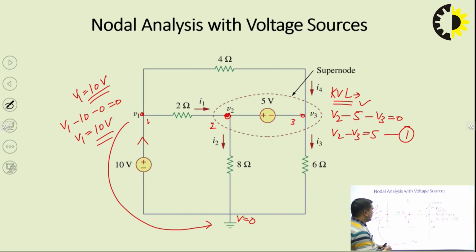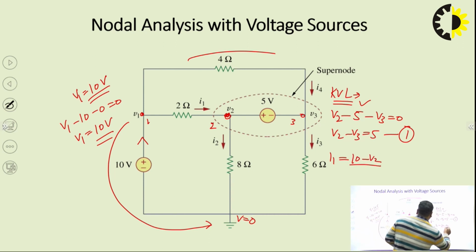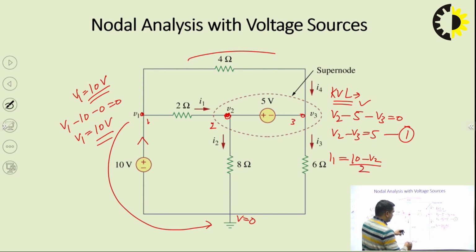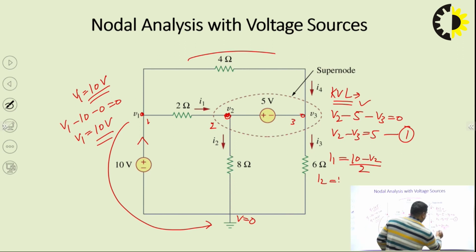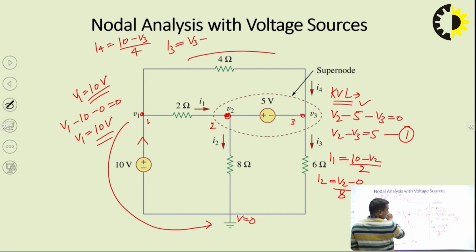Now we can apply the KCL equations. What is the value of I1? I1 is V1 minus V2 divided by 2, and since V1 is 10, it is 10 minus V2 divided by 2. I2 is V2 minus 0 divided by 8. I4 is V1, that is 10, minus V3 divided by 4. I3 is V3 minus 0 divided by 6.